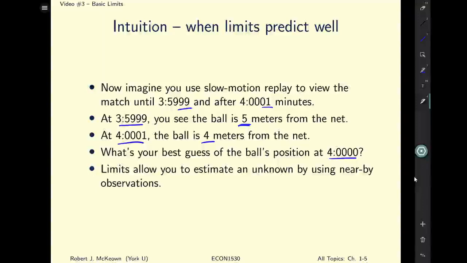And so limits are going to allow you to estimate an unknown value of a function by using nearby observations. So you're going to use nearby observations to make an inference, or an estimate, of the value that you can't actually see. Just like you can't actually see where the ball is at 4 minutes because your stream froze.